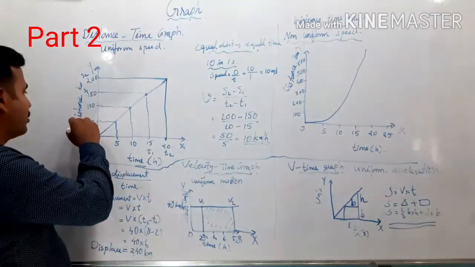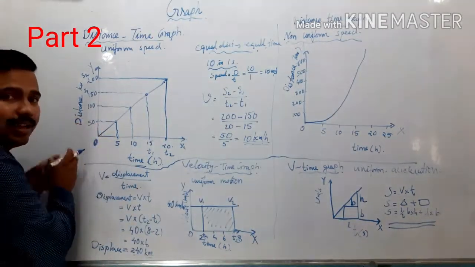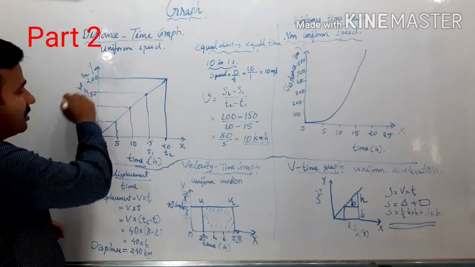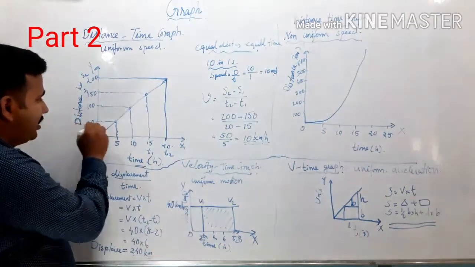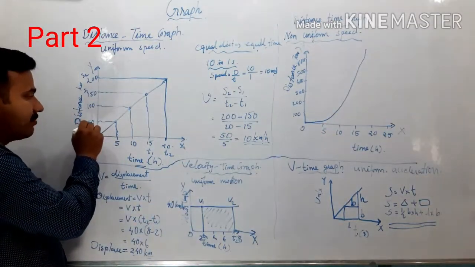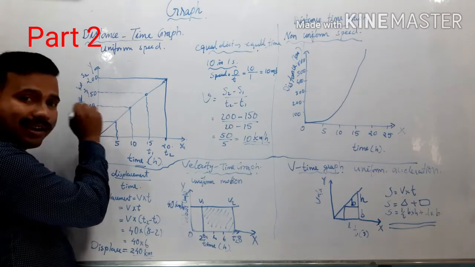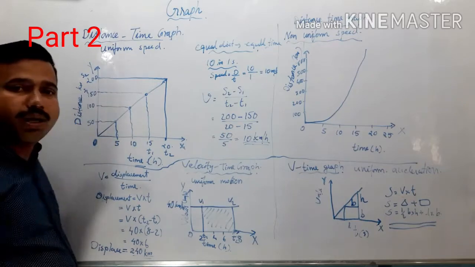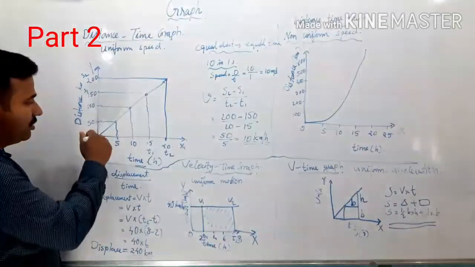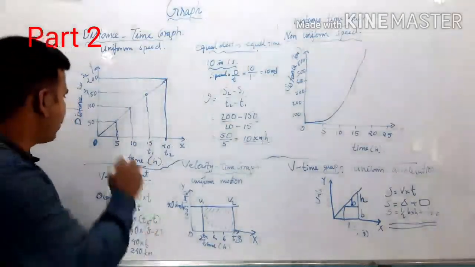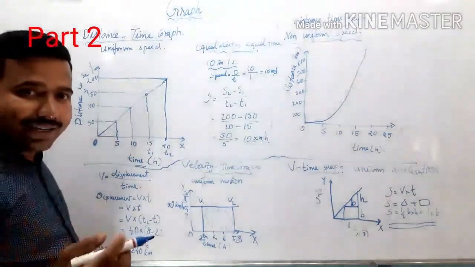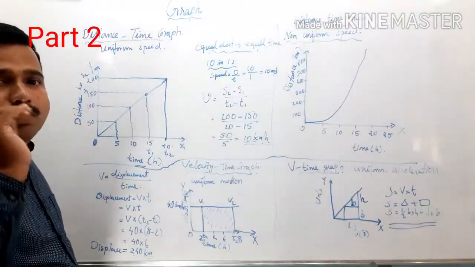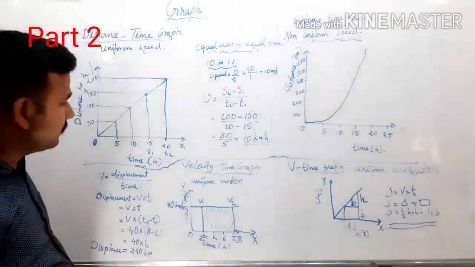Similarly, distance I have taken along the y-axis in kilometers. For easiness I have taken the first as 50 kilometers, the second 100 kilometers, the third 150 kilometers, and the fourth 200 kilometers. Then I have drawn a straight line graph passing through the origin. This is what happens in the distance-time graph of an object moving with uniform speed.